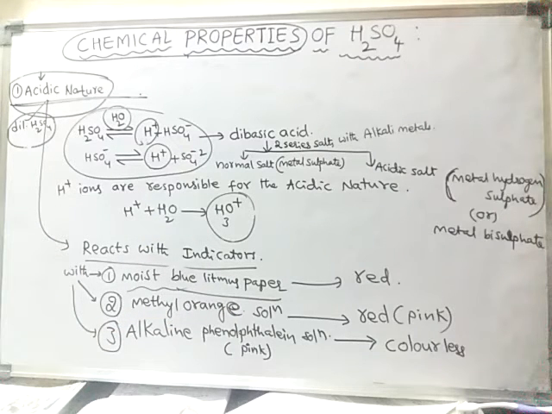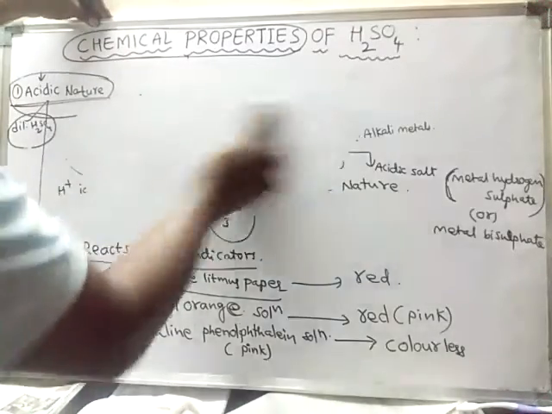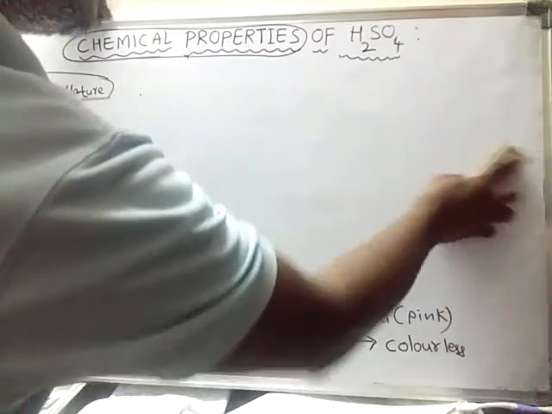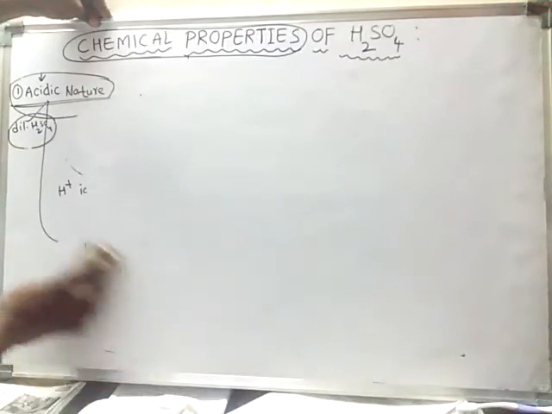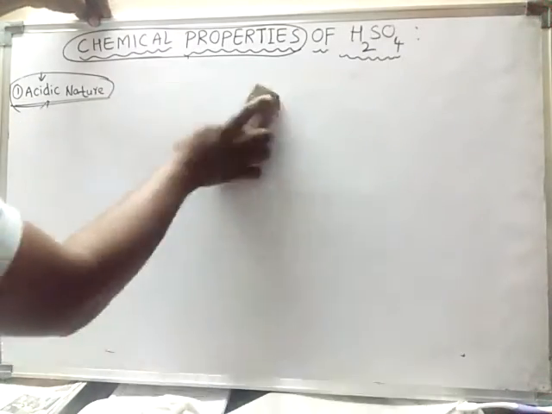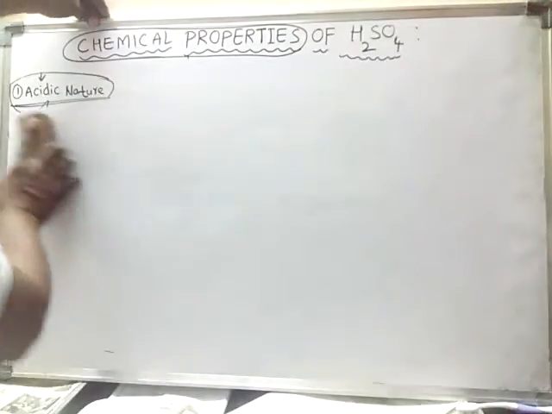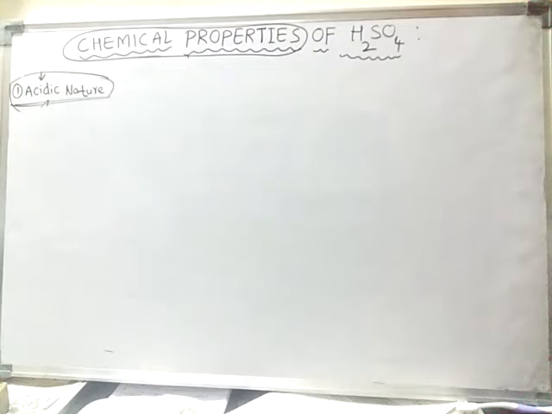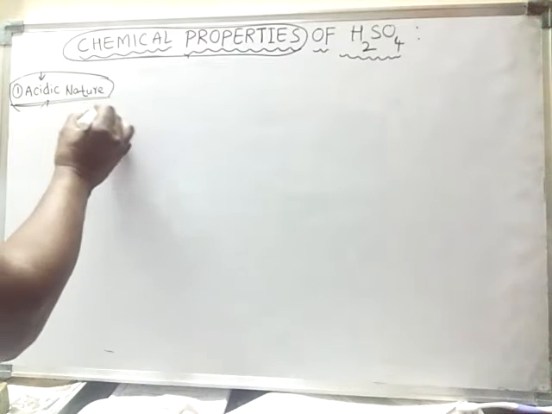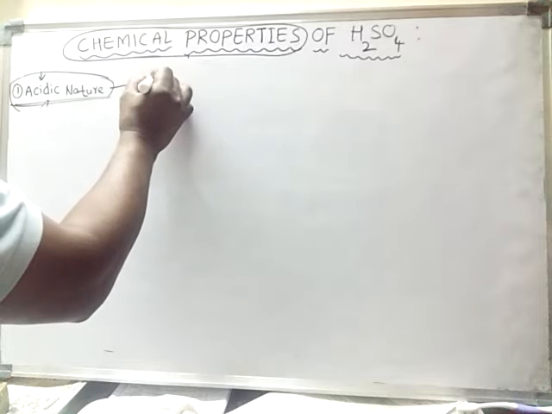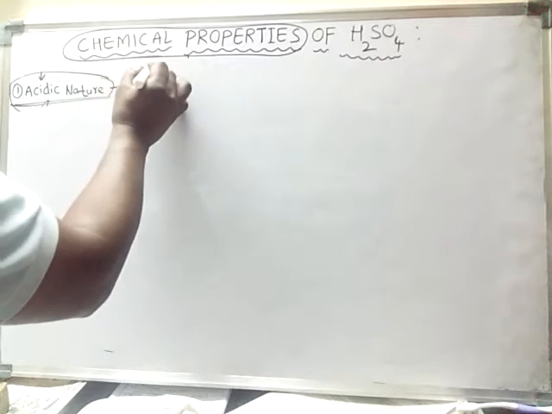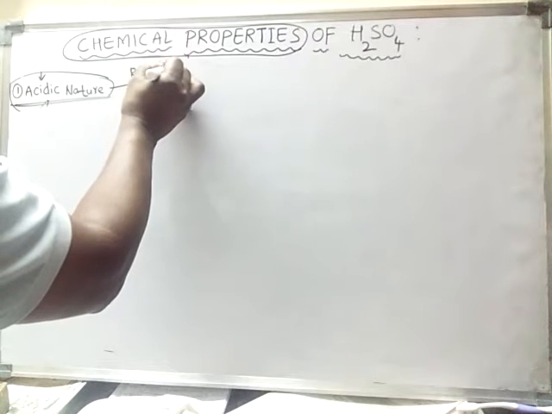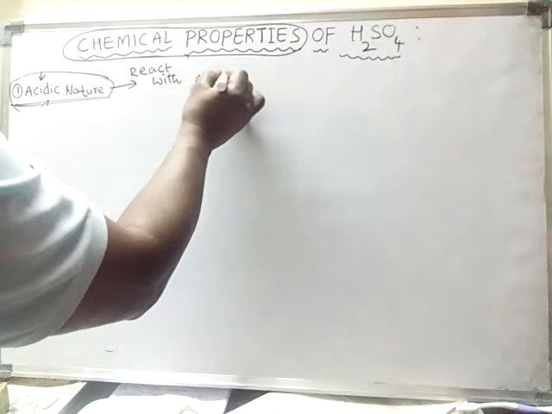Next, as it has acidic nature, it will show some chemical reactions. So what are the chemical reactions which prove that this H2SO4 is an acid? First of all, it reacts with metals, with active metals.